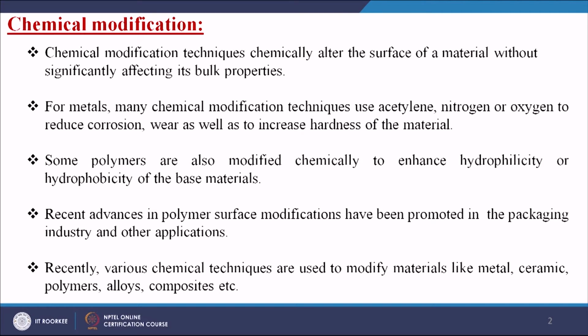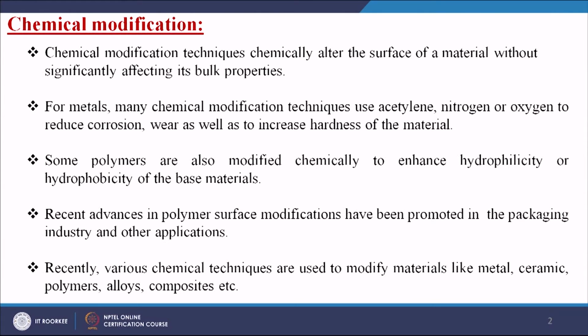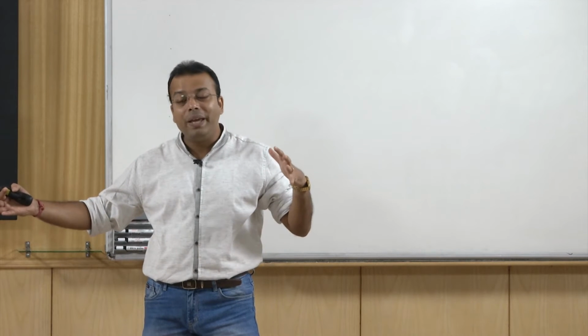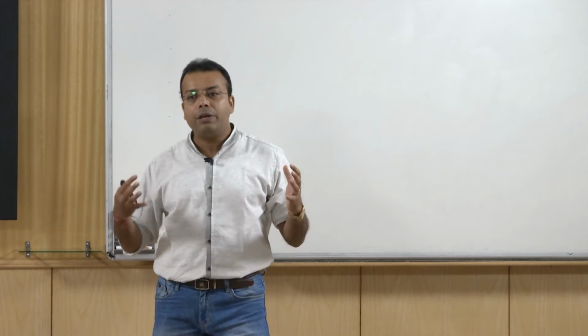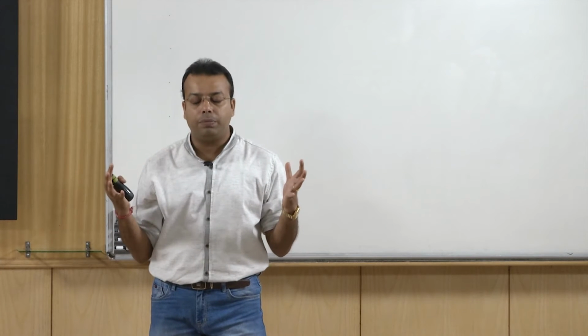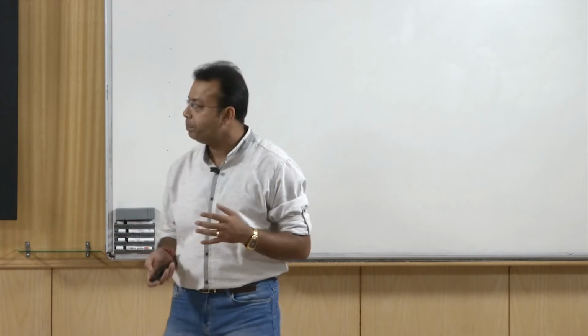What is the importance of chemical modifications? Why are we going to do them? First, chemical treatment has been used in industry to treat large objects that would be difficult to treat by other commonly used industrial techniques. Simply, I may dip my material into some solvent. Even if the material is bigger or rugged, it can still be easily done. But if I want to do it by physical means, covering that whole area may be difficult.